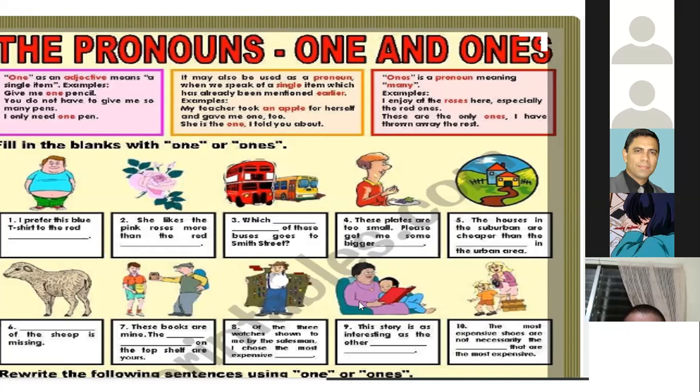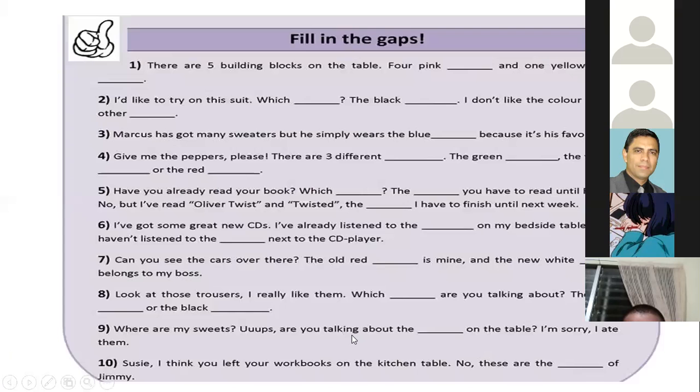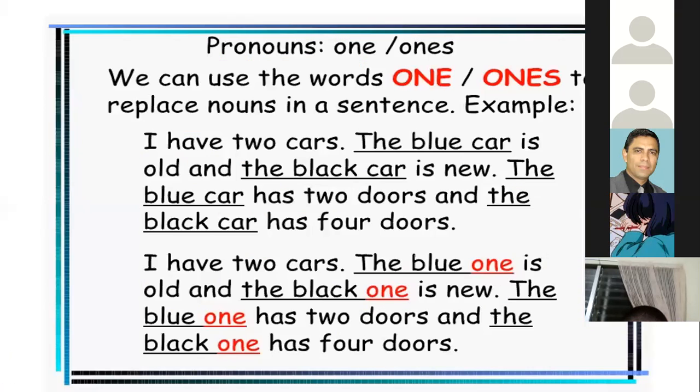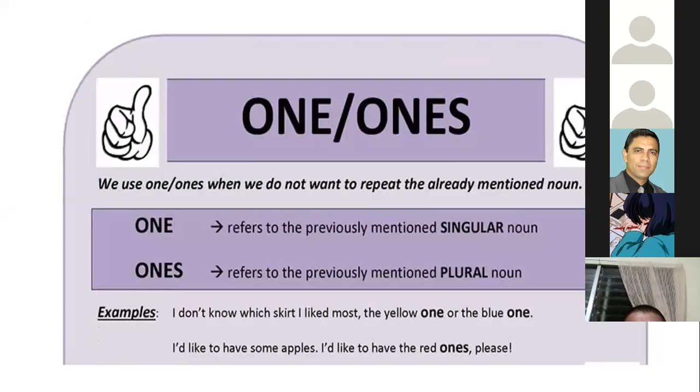Veamos. Okay, very good. Here I have another definition. One, ones. We use one or ones when we don't want to repeat the already mentioned noun. Lo que les estaba diciendo, ¿verdad? Lo utilizamos para reemplazar a un noun cuando no queremos repetirlo. One refers to the previously mentioned singular noun. Ones refers to the previously mentioned plural noun.